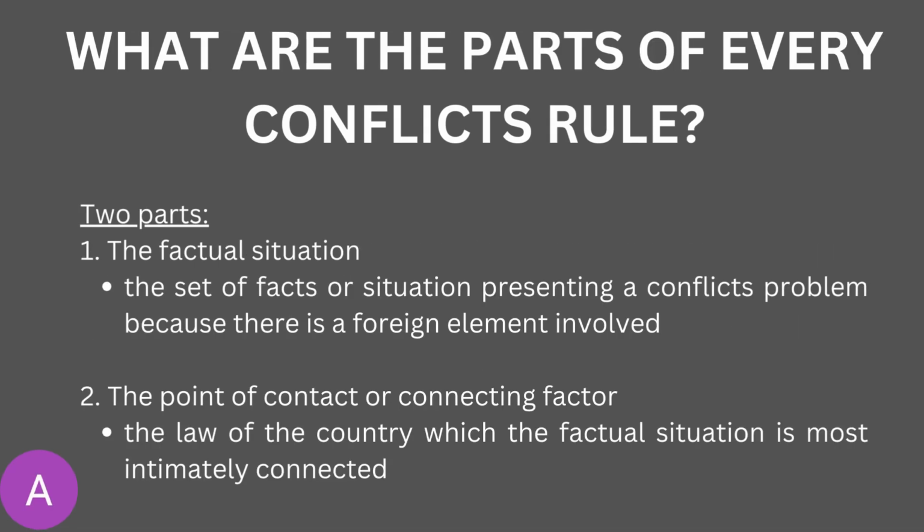What are the parts of every conflicts rule? Unlike a purely internal rule, which governs a purely domestic problem without a foreign element, a conflicts rule which indicates whether to apply the internal law or the foreign law has two parts which are readily recognizable. First, the factual situation, or the set of facts or situation presenting a conflicts problem because there is a foreign element involved. Second, the point of contact or connecting factor, which is the law of the country with which the factual situation is most intimately connected. In other words, the first part states certain operative facts, the legal consequences of which are determined in the second part. That is, the first part raises while the second part answers or solves a legal question.